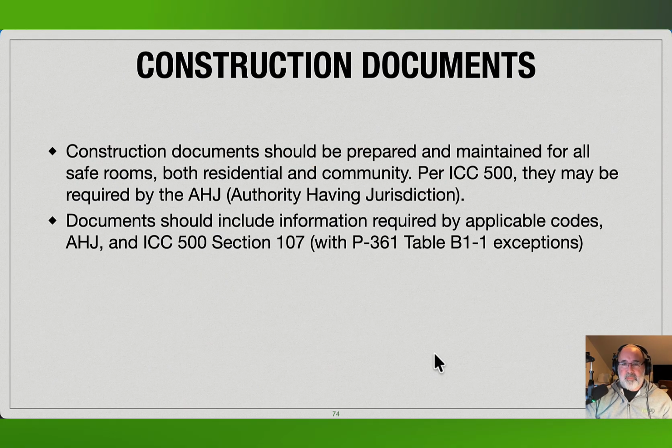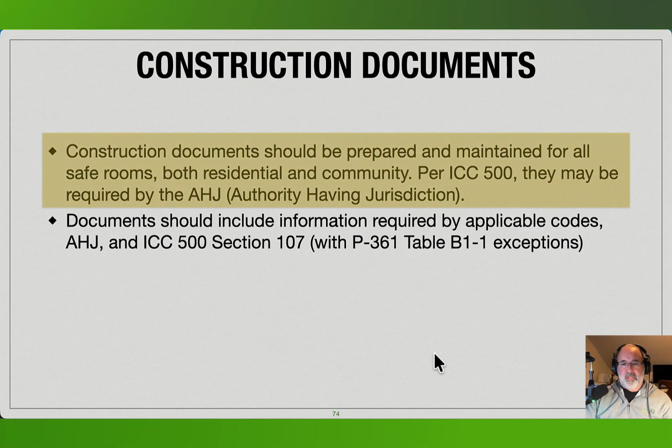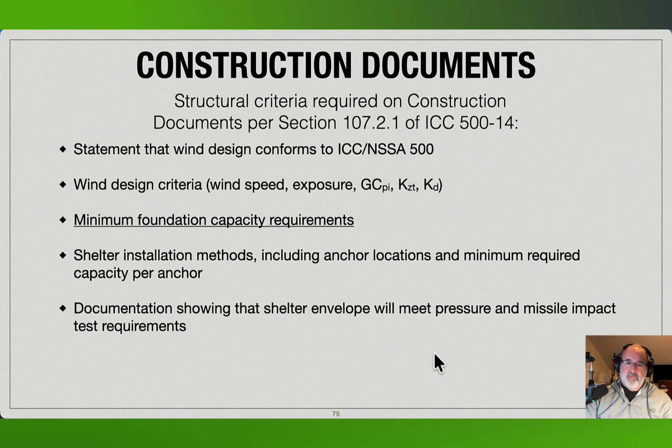Construction documents should be prepared and maintained for safe rooms for both residential and community. Per ICC 500, they are required by the authority having jurisdiction. So some of the different requirements for construction documents: a statement indicating that the wind load conforms to the ICC 500. We have wind load criteria that must be defined within the construction documents that we use for the shelter.